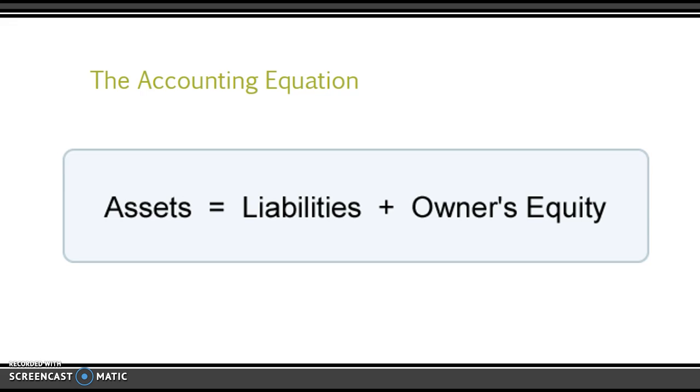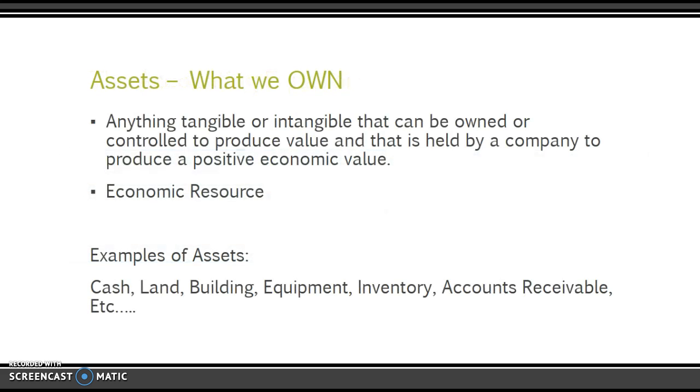But let's break it down a little bit. That first term, assets. Assets are the things that we own, the things that have value. The book defines it as anything tangible or intangible that can be owned or controlled to produce value and that is held by a company to produce a positive economic value. So basically, it's an economic resource. It's things that we're using to make money.